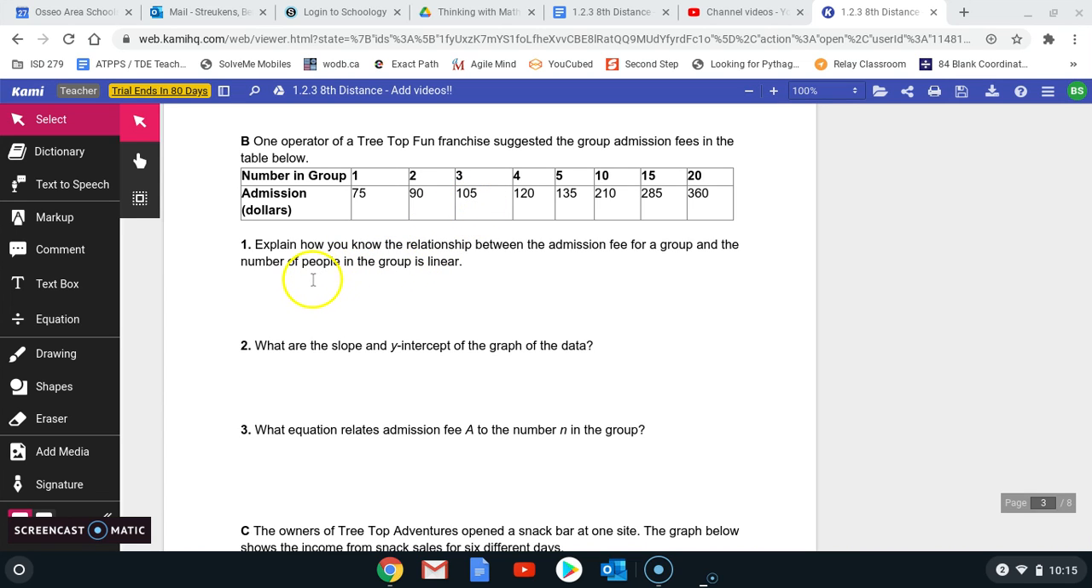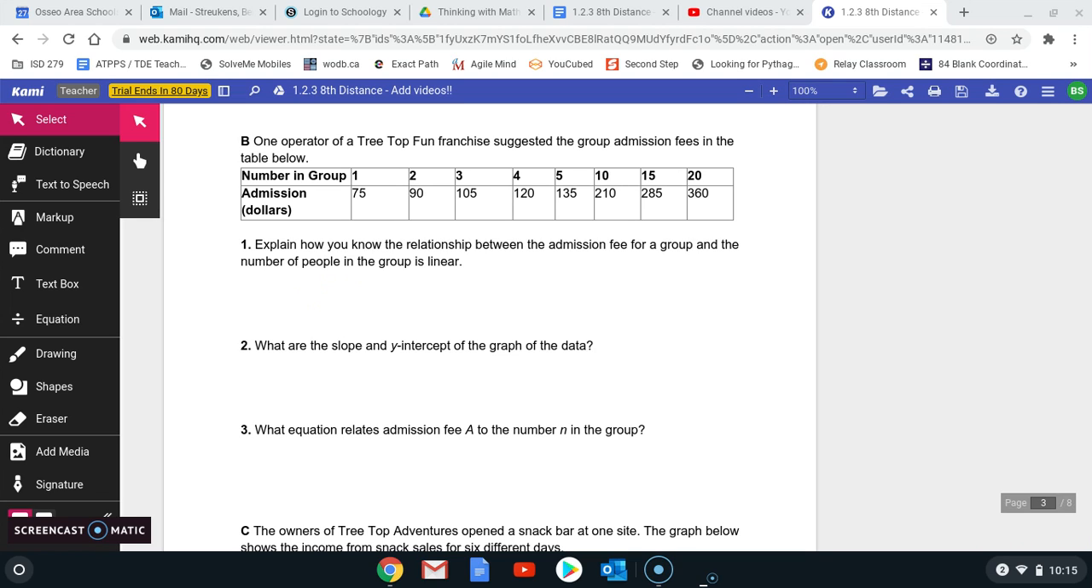Number 1 is asking, explain how you know the relationship between the admission fee for a group and the number of people in the group is linear. Now remember, when we were talking about linear, we looked for patterns in the table. And if it was linear, all the numbers would increase or decrease by the same amount every time. Do you see a pattern happening in that table?